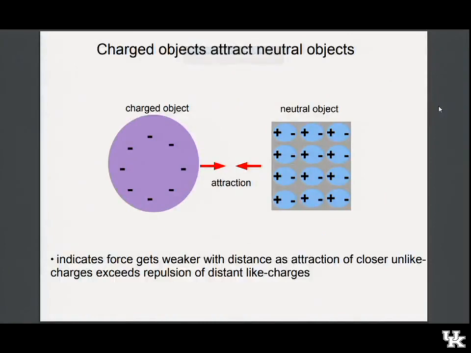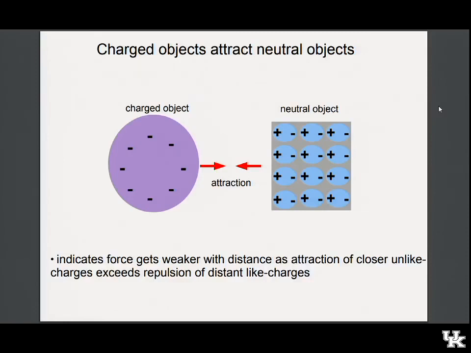This slide here just shows you a little more detail on why a charged object can attract a neutral object. So on this slide here, there's a charged object on the left. So this is the PVC pipe, and then there's a neutral object over here on the right. So this is the 2x4, or this is the Diet Coke can. When we say that this is charged on the left, what we mean is it's got an excess, in this case, of negative charge.